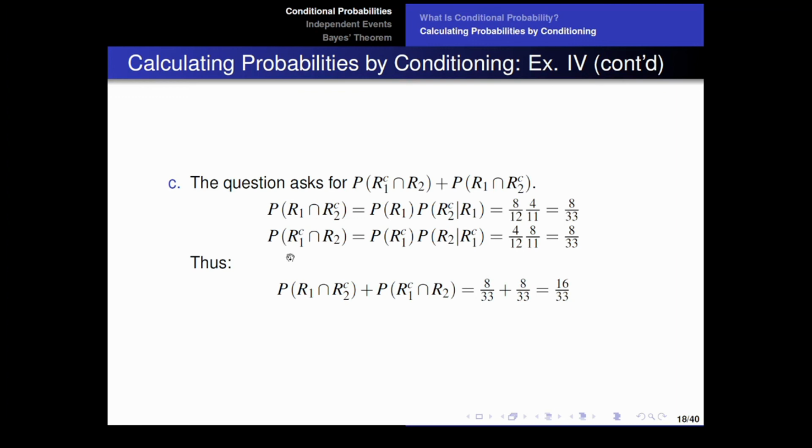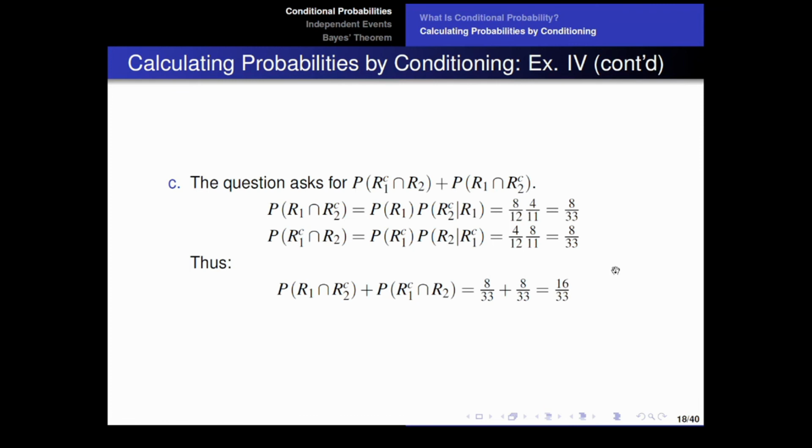In a similar manner, my friends, you can calculate the probability of selecting a blue ball in the first try and a red ball in the second try, which would be 4 over 12 for the first ball to be blue and 8 over 11 for the second ball to be red, which is again 8 over 33. When you sum up these 2 probabilities, you get 16 over 33 as a result of this question.